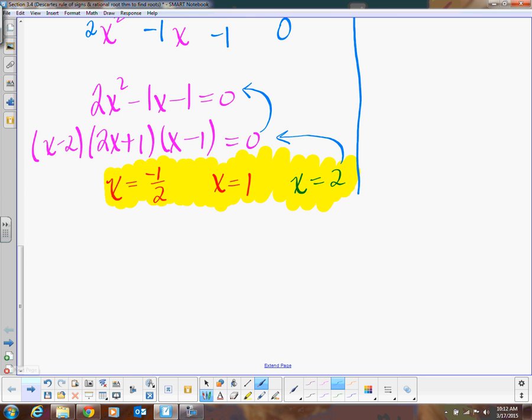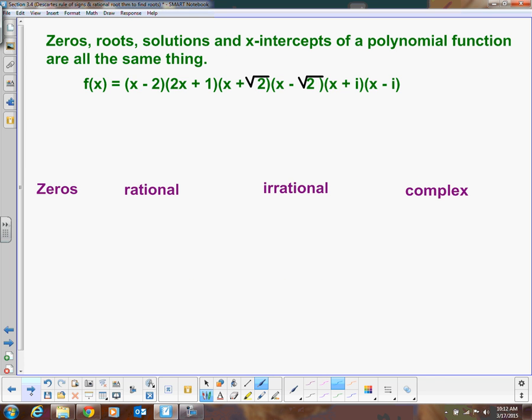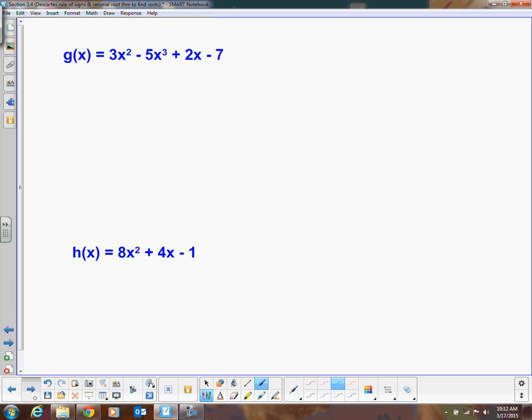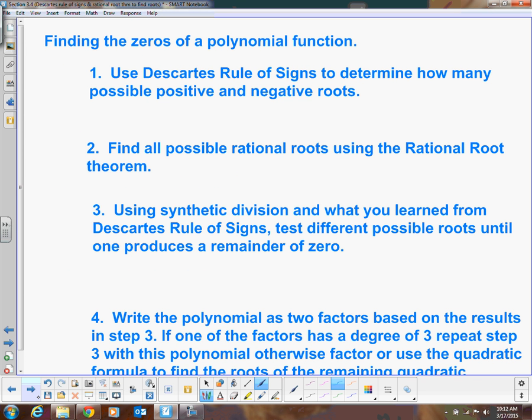So let's see what we've got. And hopefully I have. It doesn't look like it. There. Finding zeros of a polynomial, no, it's not that either.